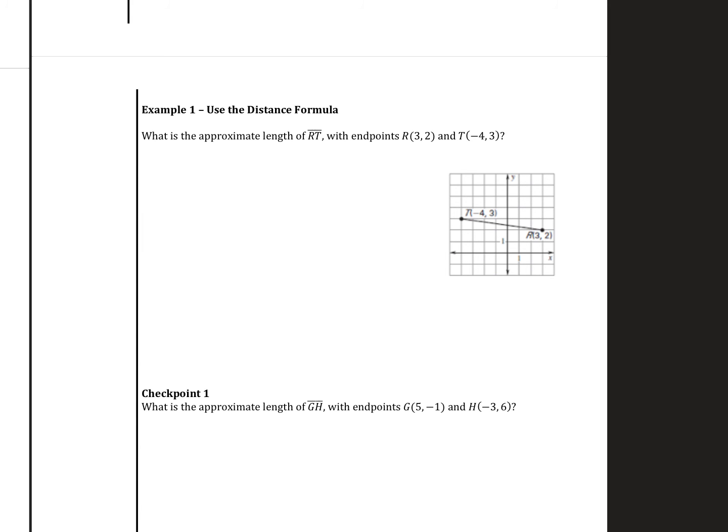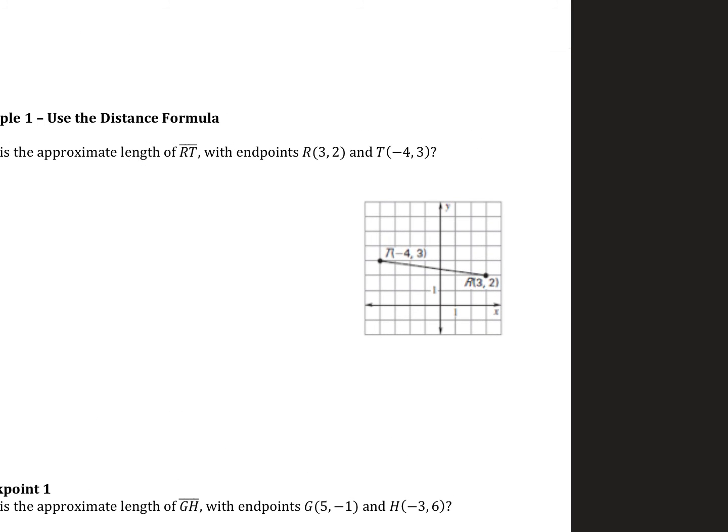Okay, so what is the approximate length of RT with endpoints 3, 2, and negative 4, 3? So all we need to do first is label our points like we would with the slope formula. We go x1, y1, and x2, y2.